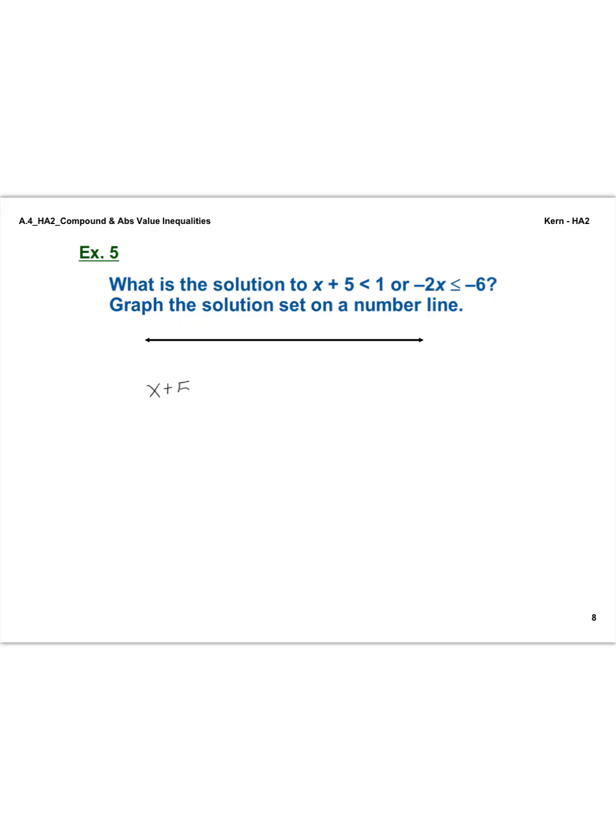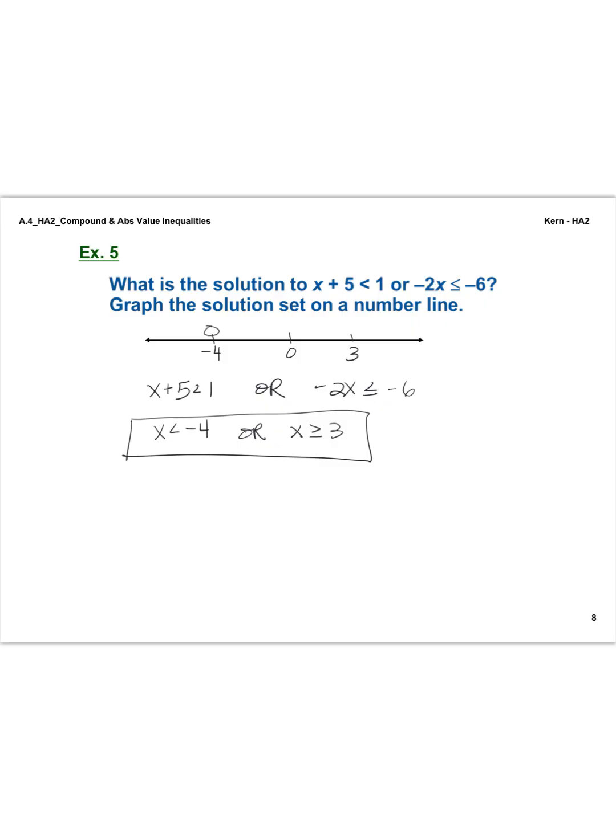x + 5 < 1, or -2x ≤ -6. We're going to subtract 5, so that's x < -4. Divide by -2, we flip because we divided by a negative. We have 0, we have -4, we have 3. Open at -4. x is less than, so it goes this way.